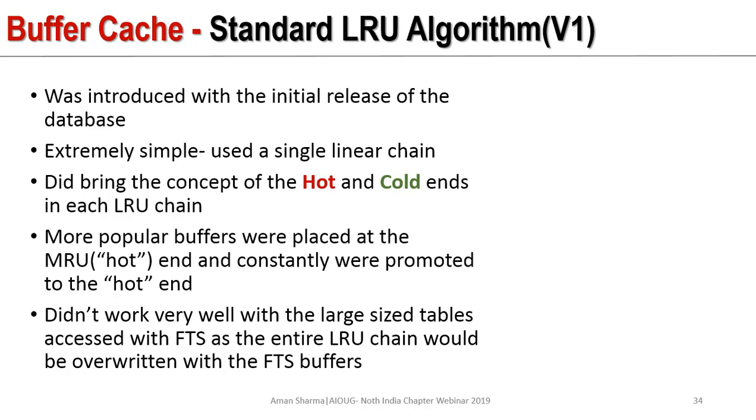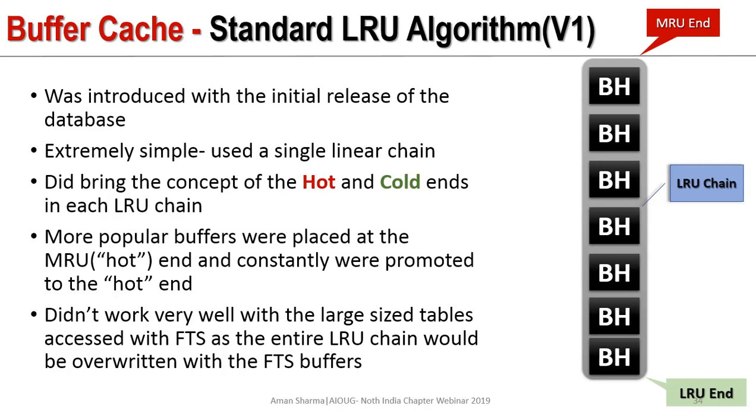So the first algorithm which came for the buffer cache in the initial versions of the database was the actual LRU algorithm, which was pretty simple. You had a single linked list which had an LRU end and an MRU end, and this brought the concept of hot and cold buffers. This structure was good because if a buffer was highly accessed, it was promoted to the hot end, and if the buffer was not used, it was at the bottom of the list and was considered a cold buffer.